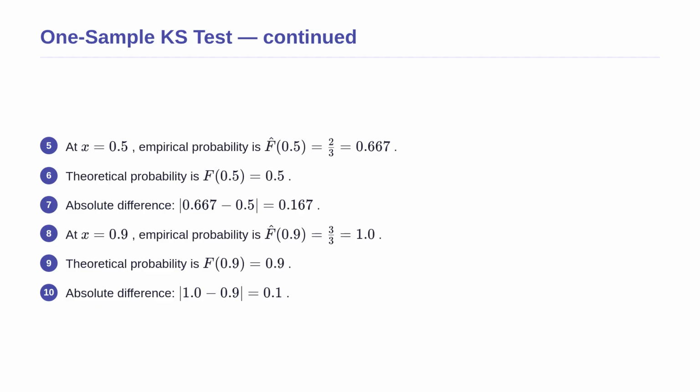Continuing with our next data points, at our second point, 0.5, 2 out of 3 points are accounted for. This gives an empirical value of 0.667. The theoretical value is exactly 0.5. Subtracting these gives a gap of 0.167, which is our largest gap so far. At our final point, 0.9, all data is accounted for, so the empirical value reaches a perfect 1.0. The theoretical value is 0.9. The absolute difference here is 0.1.